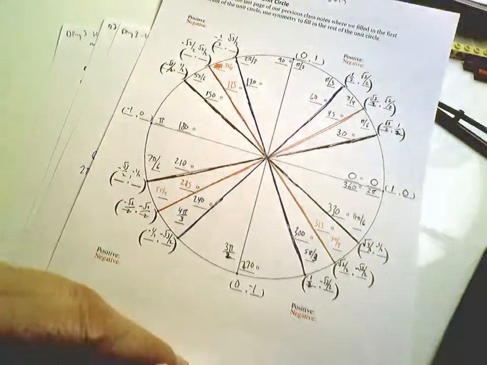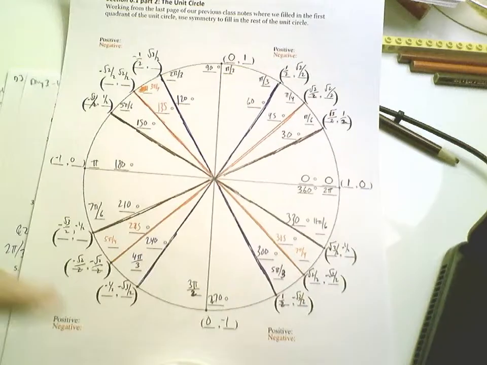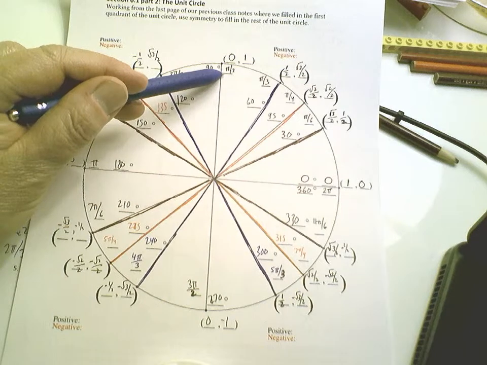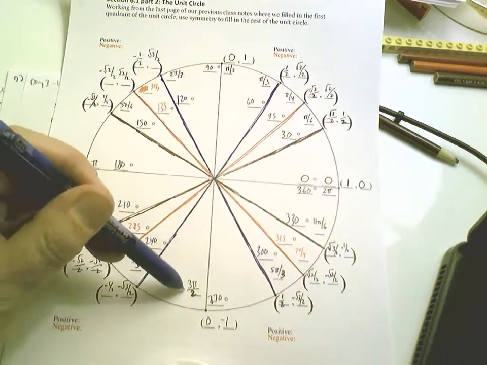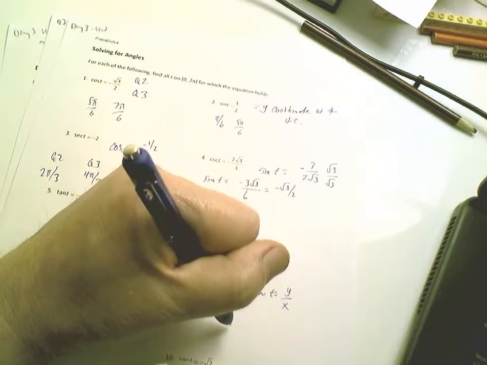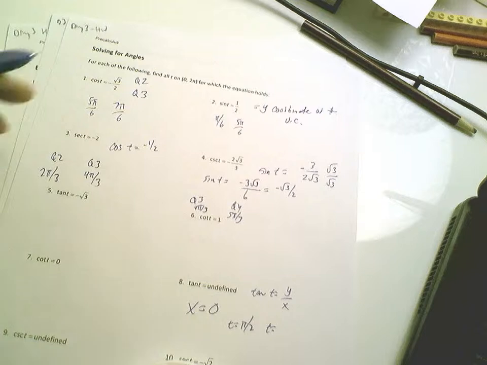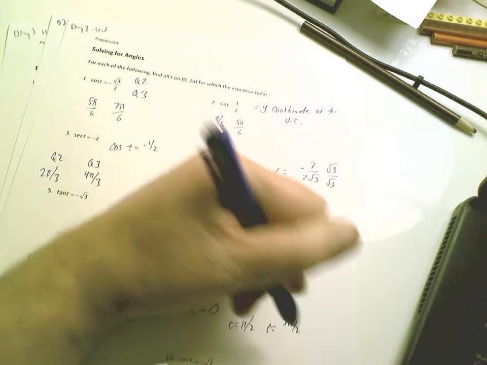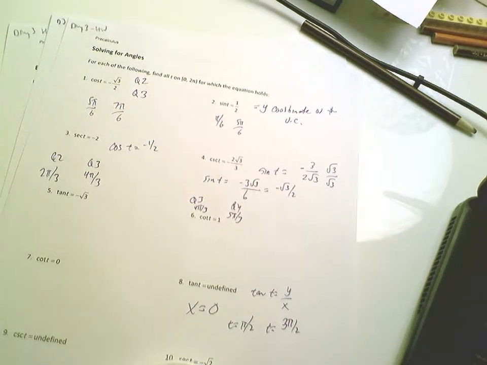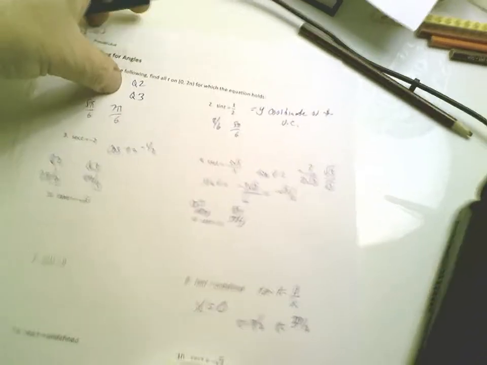And on my unit circle, where do I see x equals 0? I see it at pi over 2 radians. I see it at 3 pi over 2 radians. T equals pi over 2, T equals 3 pi over 2. And I'm solved.